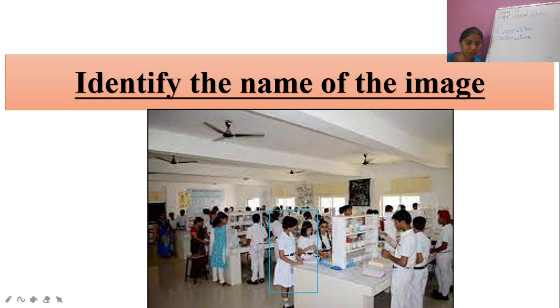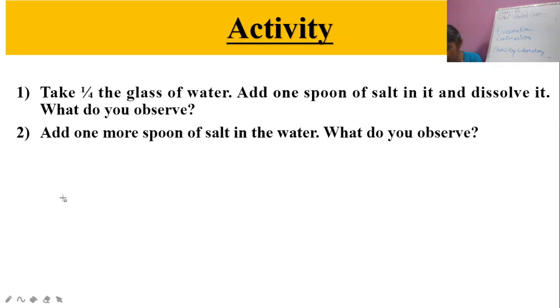So let's see what we have next. You have to add 1 more spoon of salt in the water, the same way. So I'm going to add it. Now, students, what do we observe? You can see, students, at the bottom there is some salt that is not dissolving, as I'm stirring with the spoon.